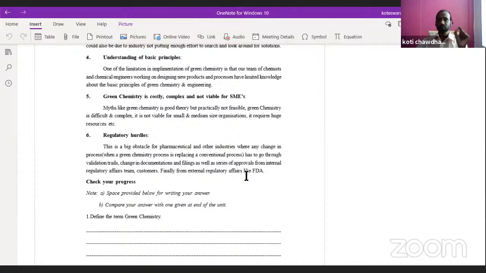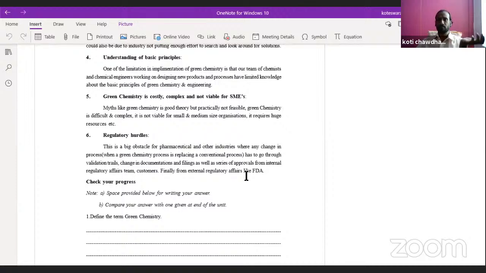And the fifth one, green chemistry is not economical, because green chemistry is costly and complex and not viable for SMEs. For small scale industries, it is not viable. Large scale industries can adapt the procedure, they can alter the procedure to decrease the cost expenses, the time expenses and the energy expenses. But the small scale industries are just starting out. Therefore, they are not able to invest in that.